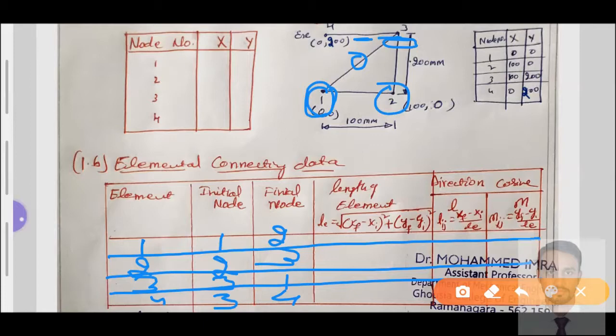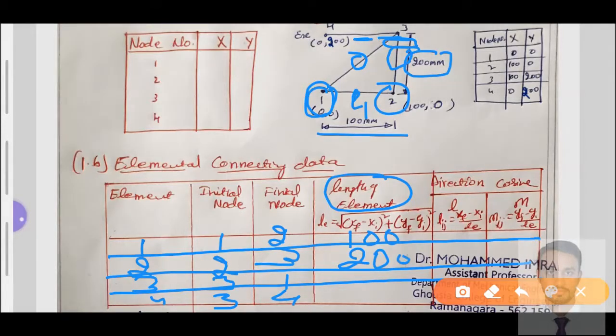After getting the initial node and final node, we need to find out the elemental length. For element number 1, we can easily identify that it is parallel to this length, which means the elemental length is equal to 100 mm. Similarly, element number 2 is parallel to this 200 mm, so it starts from node number 2 and ends at node number 3, 200 mm. Now element number 3, very important here, is inclined. It is not parallel to this 200 and it is not parallel to this 100 mm. How do we find it?